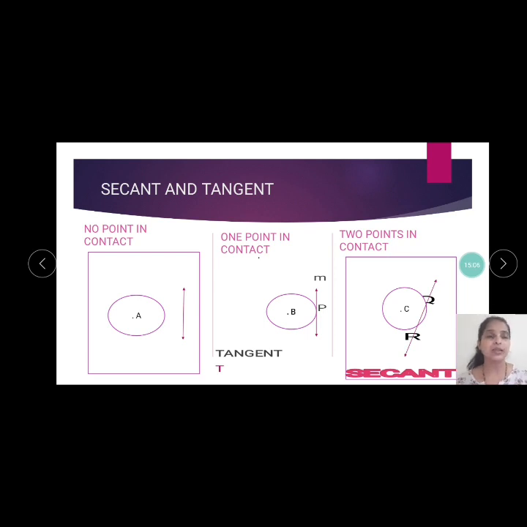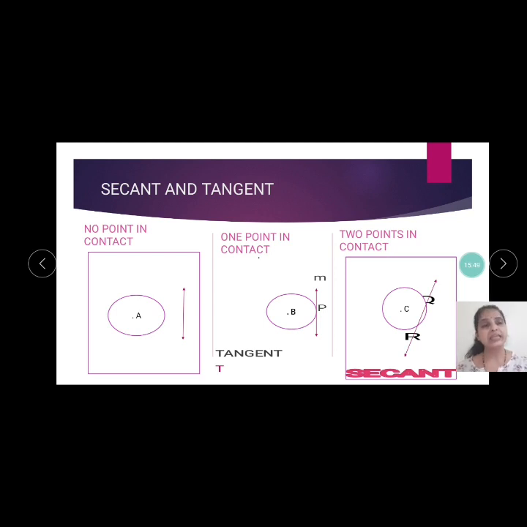And in the third one, what you observe is that the circle is getting intersected by a line at 2 points, that is Q and R. Now, what do you conclude from this? The conclusion is, first one, there is no such statement for that. Second one, when a line intersects the circle at one single point, then that line is known as tangent to the circle.